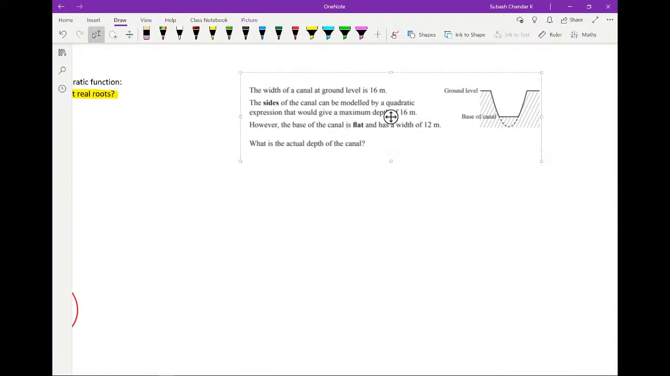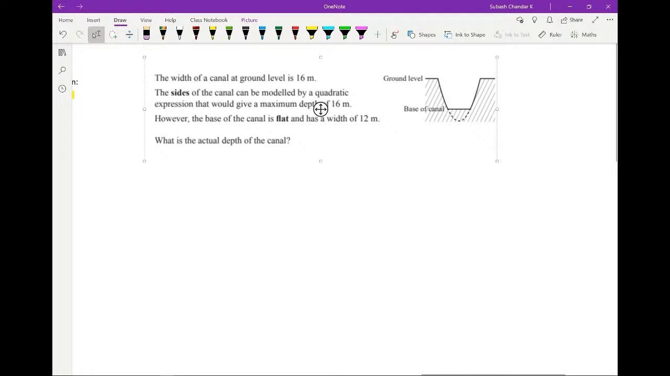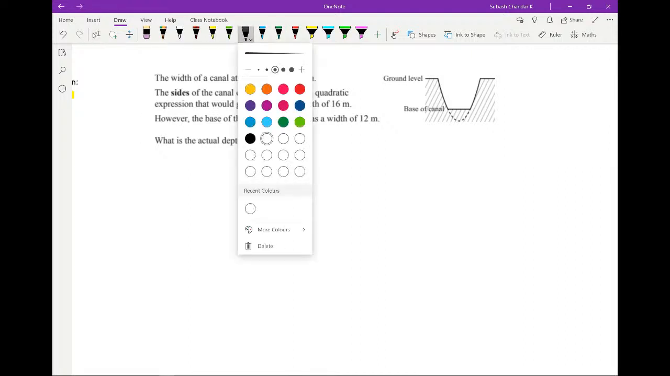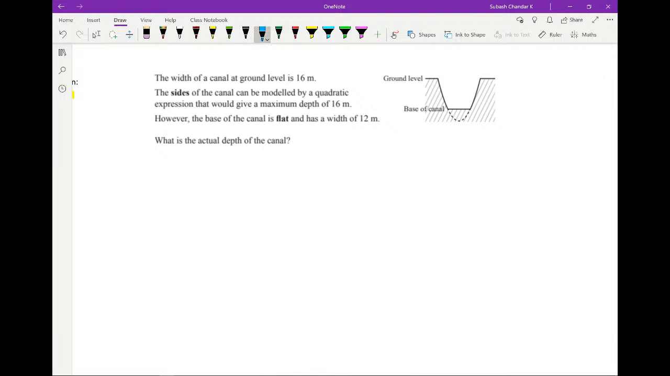Okay, so let's actually do this one quickly, all right? It shouldn't take us too long. What we've got is just a couple of things to notice. It's a good idea to know this as well, guys. So you've got a quadratic equation. Now at the top there, that is worth 16 meters. The next thing is the maximum depth is 16 meters, so that part is 16 meters. Now it says the base of the canal is flat and has a width of 12 meters. So that 12 meters is this part right here. So they want to know what is the actual depth.